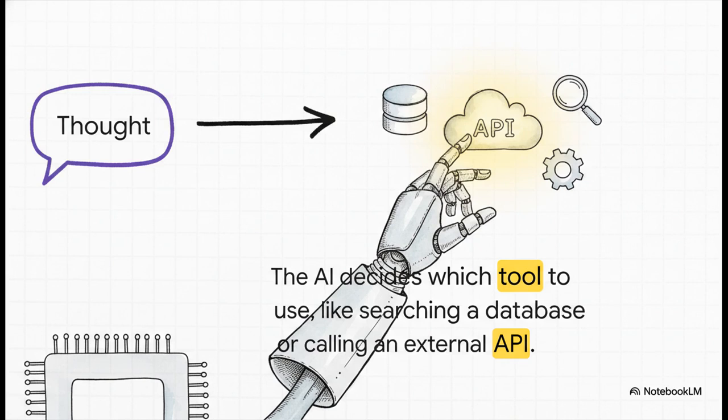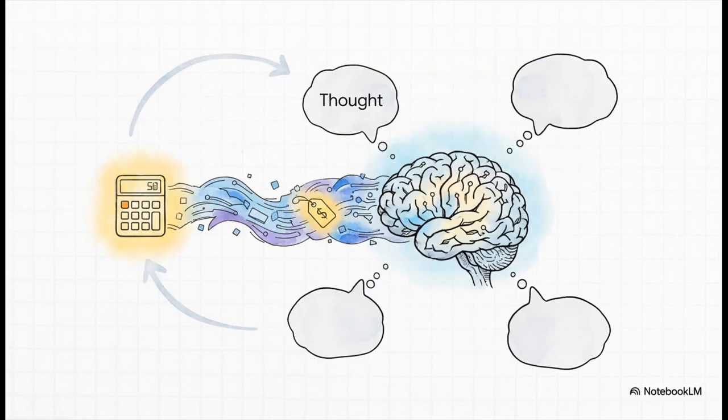That thought then leads directly to an action. The AI decides, okay, I'm going to use the Get Order Status tool with the order ID 12345. And then your code sees that and actually executes that tool call. And finally, the result from that tool, maybe it's status shipped, gets fed back into the model as an observation. The model sees this new information, and the whole loop starts over again until it has everything it needs to give the user a complete and final answer.